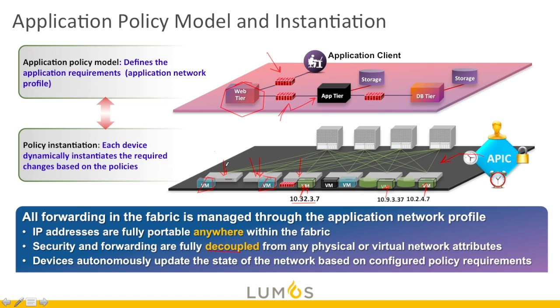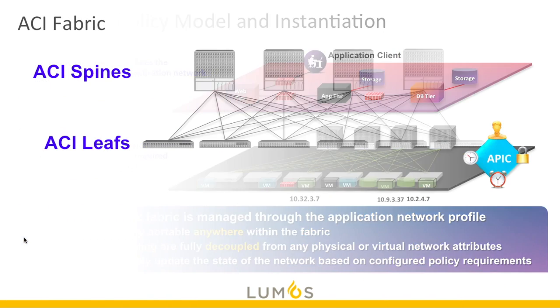So we're not going to go into these individual switches and have to configure ACLs or anything like that. Those ACLs are going to follow these virtual machines. So we don't have to go in every individual device and configure the state. The state is kept on the APIC controller. It's defined in the application network profile. The application network profile is stored on the APIC controller, and then the APIC controller is responsible for configuring the devices on our behalf. So devices autonomously update the state of the network based on configured policy requirements.